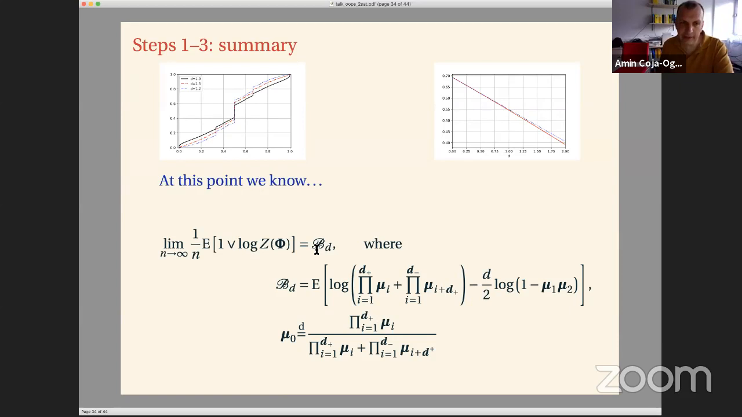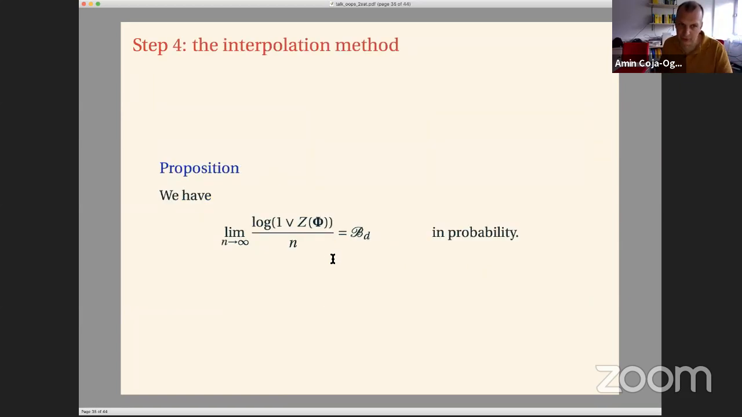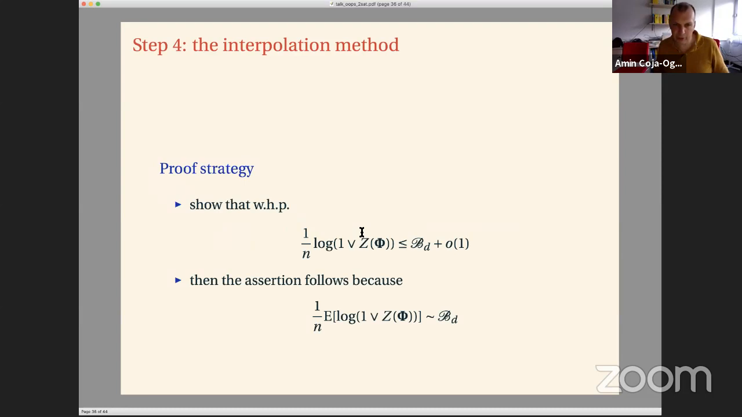What we are still missing is convergence in probability. So the aim in this missing last bit of the proof is going to be to show that log of Z divided by n actually converges to BD, to this magical beta free energy, in probability. So how do we do that? Well, the proof strategy is that we will actually establish an upper bound on 1 over n log Z. Namely, what we are going to prove is that with probability tending to 1, 1 over n log Z is upper bounded by the beta free entropy.